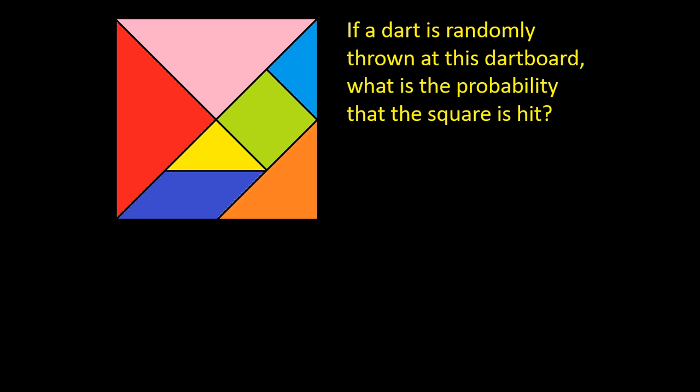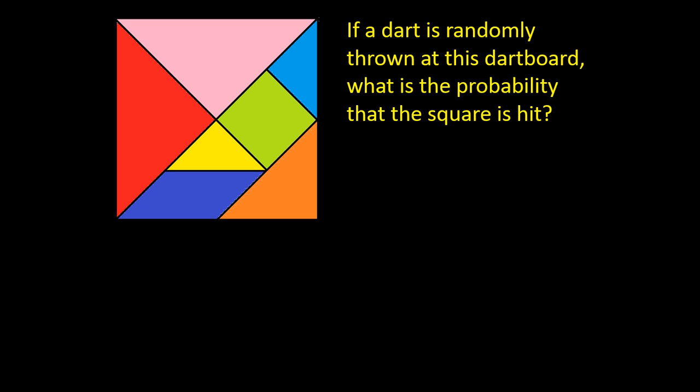So let's look at one more type of problem that involves probability. And this has to do with looking at how probability relates to geometry. If a dart is randomly thrown at this dartboard, what is the probability that the square is hit? So we're really looking at area here. We're looking at what the probability is that we hit a part of this dartboard that has a certain area.